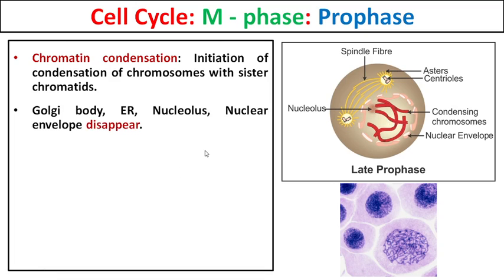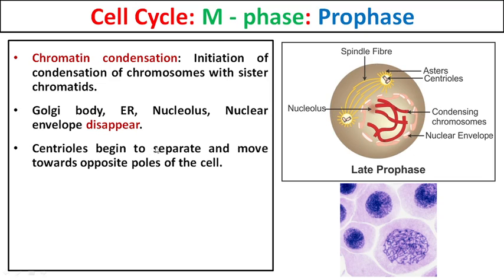Golgi body, endoplasmic reticulum, nucleolus, and nuclear envelope will all start to disappear. Okay, it will all start to degrade a little. The other cell organelles, which are not mentioned here, will be attached at the periphery. They will be at the cell periphery, in the surrounding, not in the center. The center has to be empty. So all the cell organelles will move towards the side and accumulate on the sides.